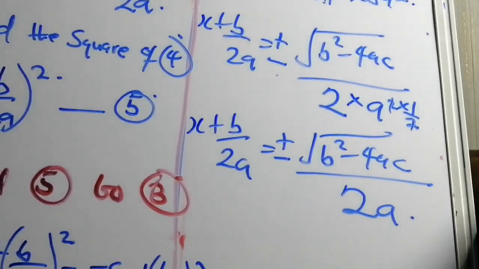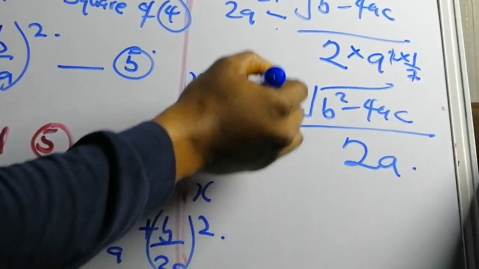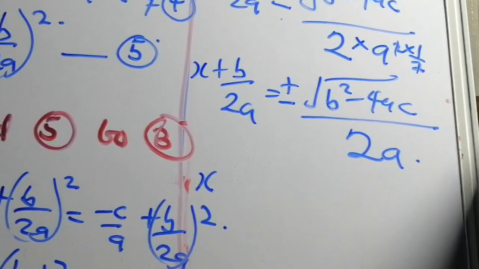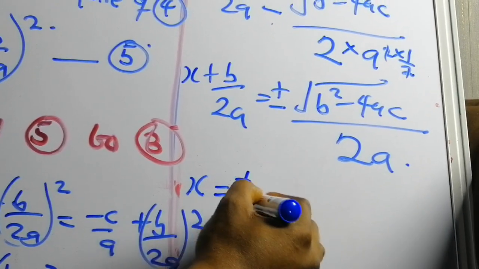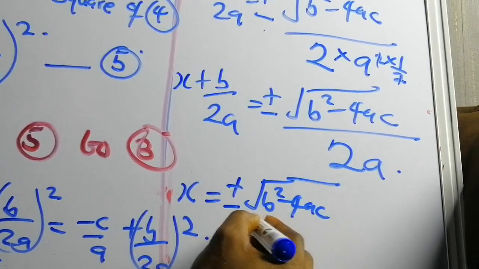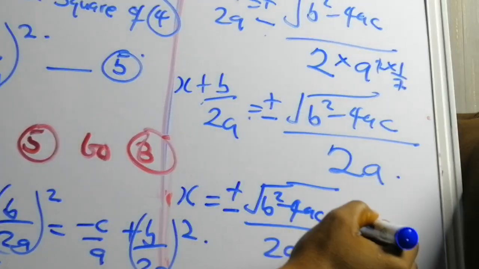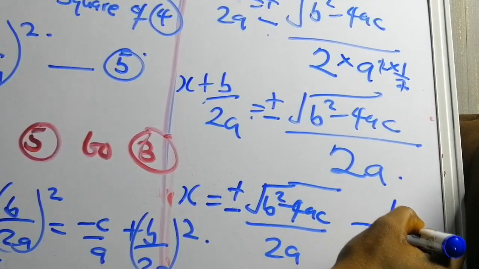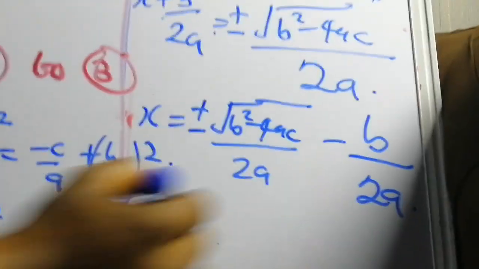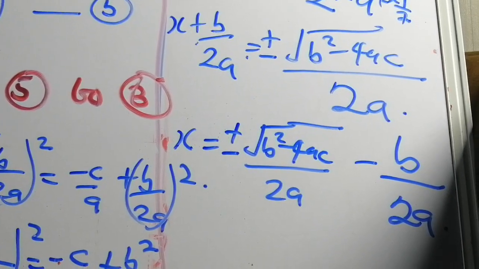Okay? So now, it means at the end of the day, I can now move this one to the right hand side because I want to get the value of x. That is what the quadratic formula is all about. Okay? So this one is plus or minus b square minus 4ac over 2a. When plus is crossing the equal sign, it changes to what? Negative. B over what? That's 2a. It's as simple as that.